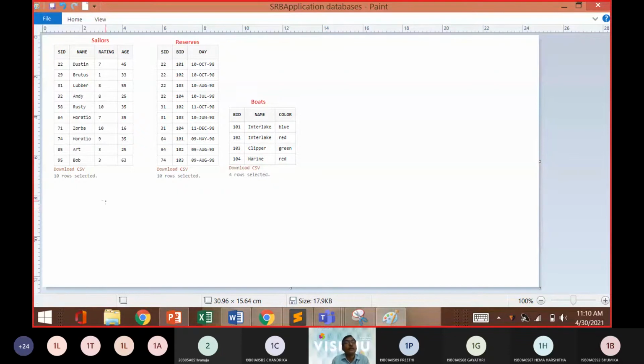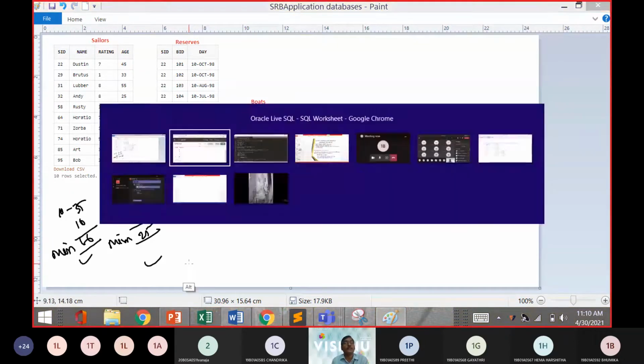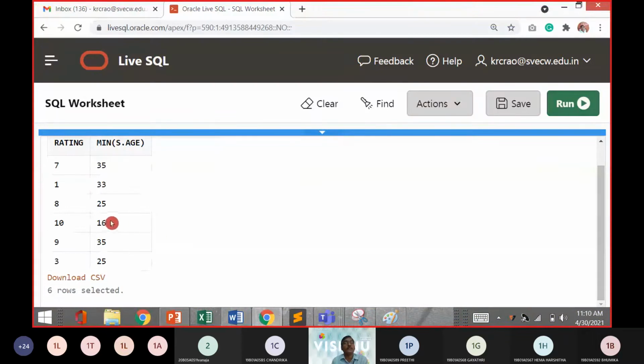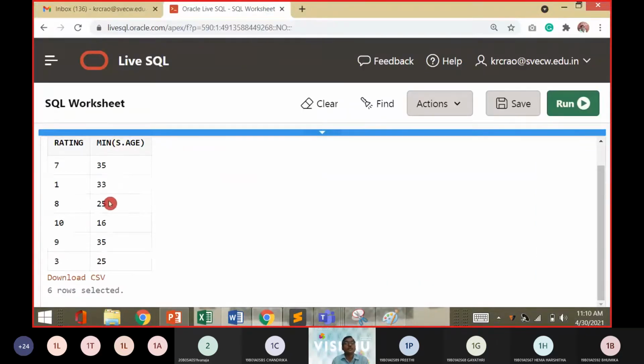Age. Okay, only one example will work. 55, 25. So minimum 25. Just check for 10. 10, 35, 10, 16. So again, minimum was 16. See, verify it is taking up or not. For 10, it is showing 16, and then minimum was 25 for value 8. So you can see the answer is displayed as correct.